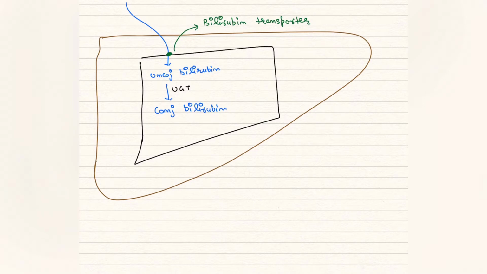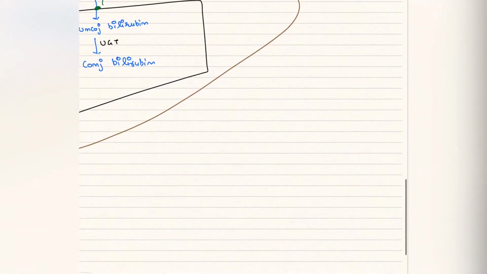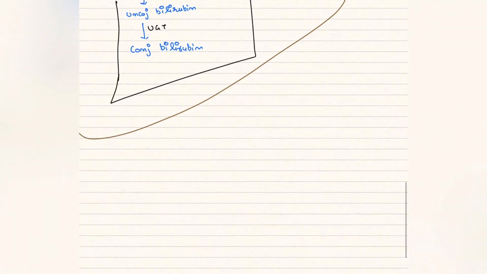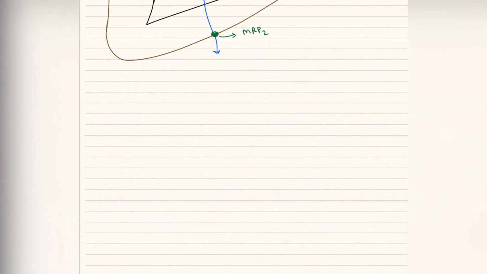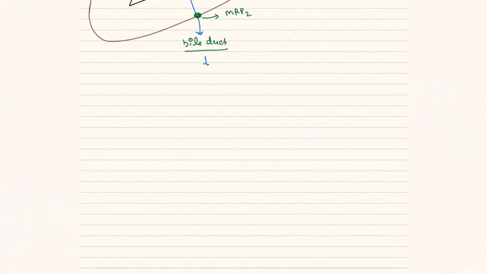In this reaction by UGT, UDP glucuronosyltransferase, two molecules of glucuronic acid will be attached and form the conjugated bilirubin. Now this conjugated bilirubin is ready to go into the bile duct with the help of a receptor. Which receptor? That is known as MRP2, multidrug resistance protein. Because of the MRP2 protein it goes into the bile duct. So what came into the bile duct? Conjugated bilirubin.